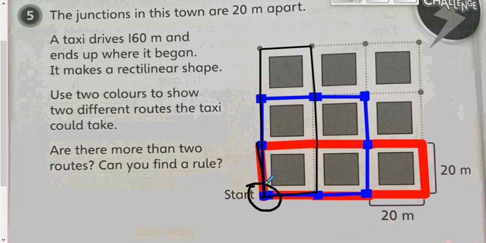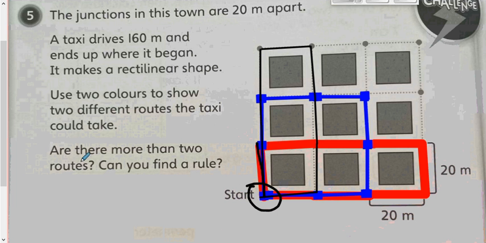So I did that one, and then I thought, if I can do it that way, I should be able to do it up this way as well. So I managed to do it up there, and that was also 160 meters. And then I also tried this blue one. So I'll just double check it does work again. So 20, 40, 60, 80, 100, 120, 140, 160. So you were also able to make a square shape as well.